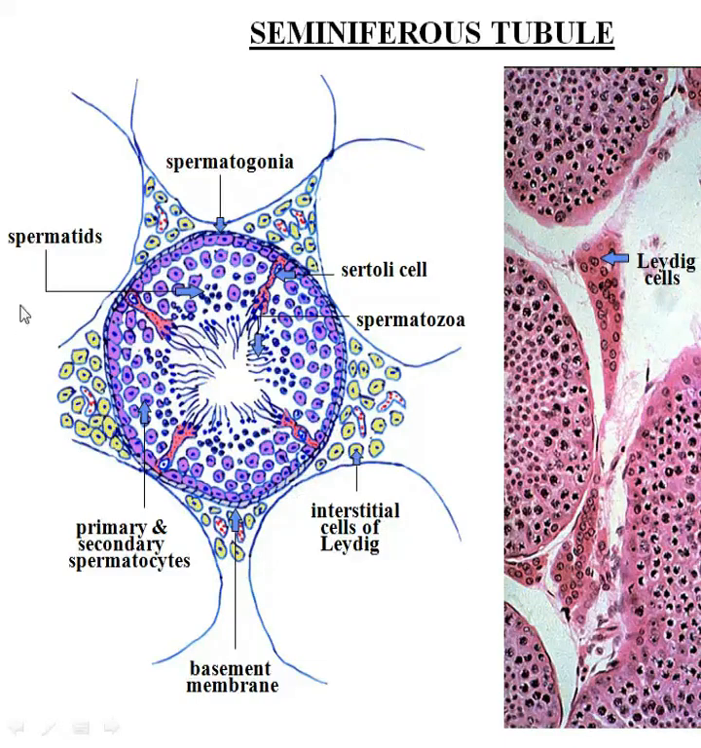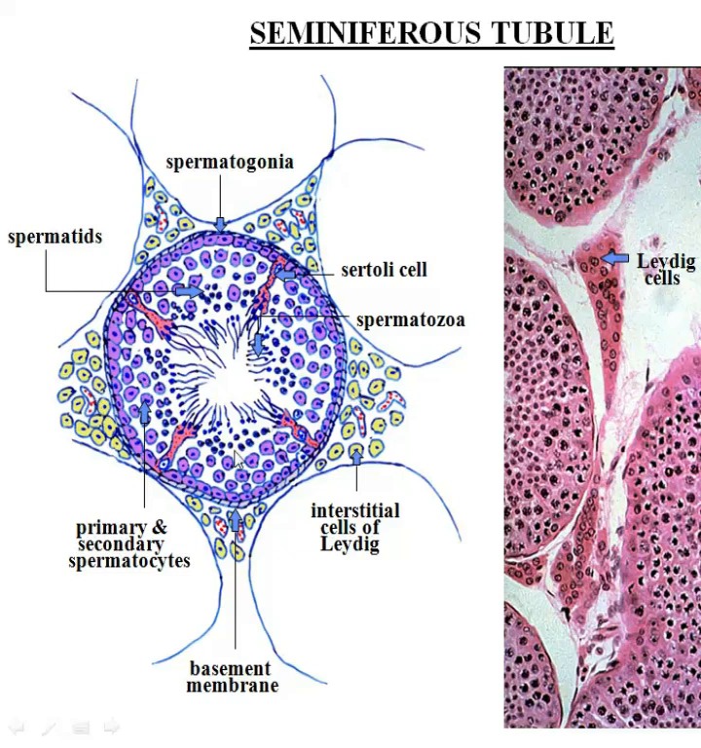Now see here, this is a diagram you need to draw in your notebook. I'm showing you a diagrammatic presentation of a cross section of the seminiferous tubule. Many seminiferous tubules are cut in the plane, and in between the seminiferous tubules you find some kind of cell. They have different functions, which are shown here, and the same diagrammatic presentation is drawn here.